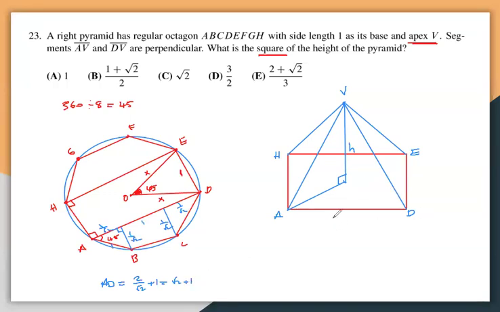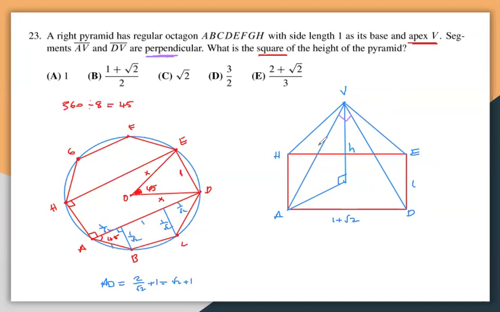So AD is 1 plus root 2. Okay, and DE is 1 unit, so that's something we know. But we remember that we need to use this information. We are told these two are perpendicular to each other.